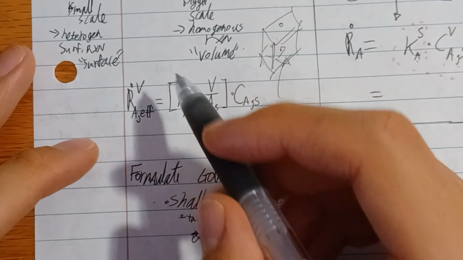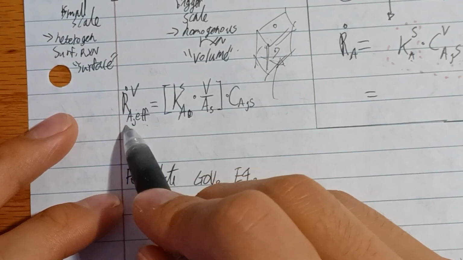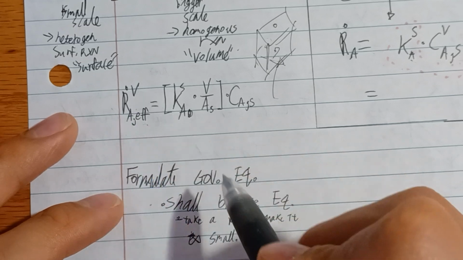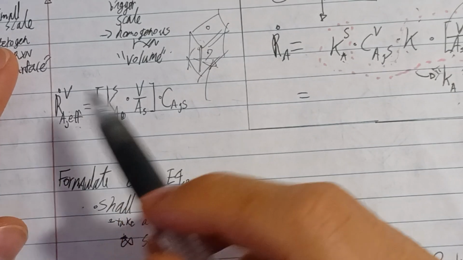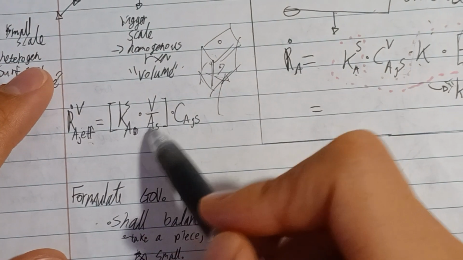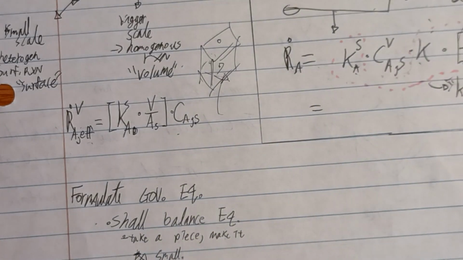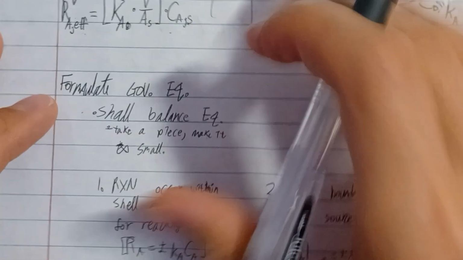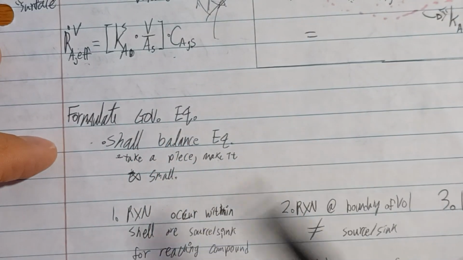In that case, we can make the effective homogeneous reaction equation, where R dot A V denotes volume, and effective. We have K_SA, same as here, and then volume over area for the unit conversion, and then the concentration of A at the surface. So now we are changing this area equation, the surface area, to a volume.